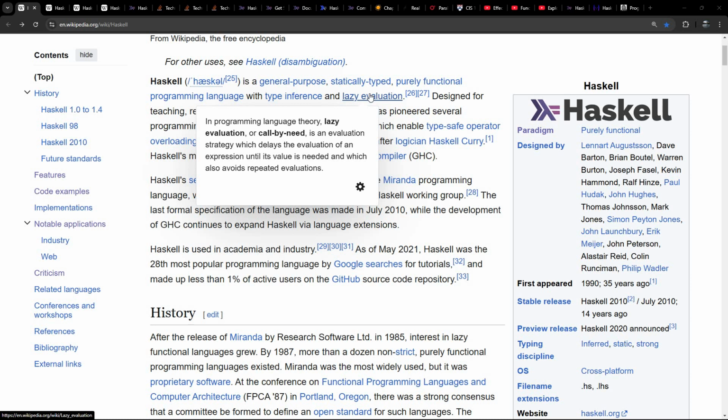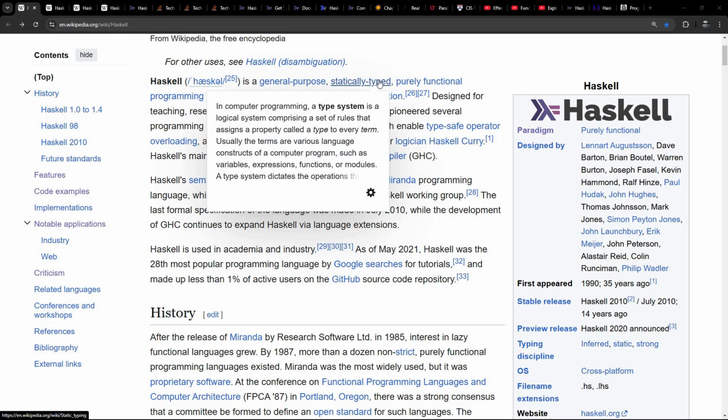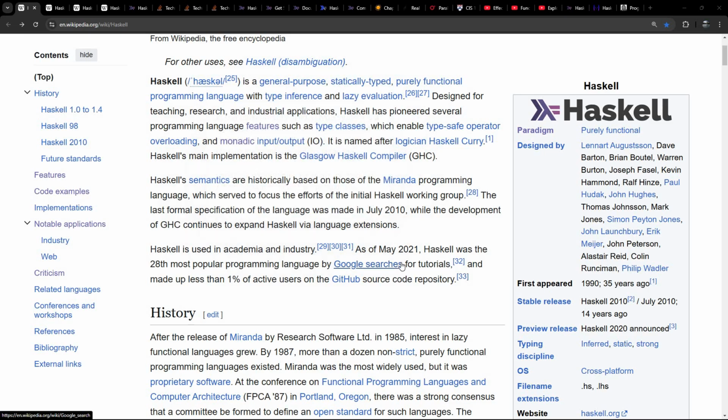So that has implications for the efficiency of computations and the ability to work with infinite structures as well. It's a statically typed system. There's a strong typing system, so that helps you catch errors when you're compiling, rather than only finding errors at, say, runtime. And again, this will contribute to more reliable and maintainable code.